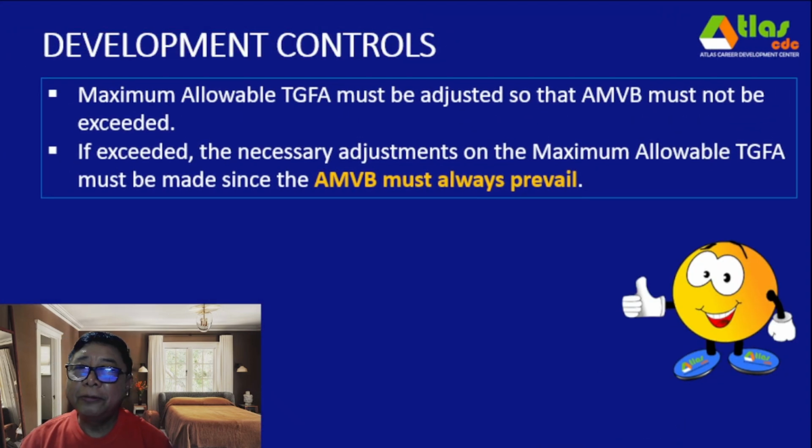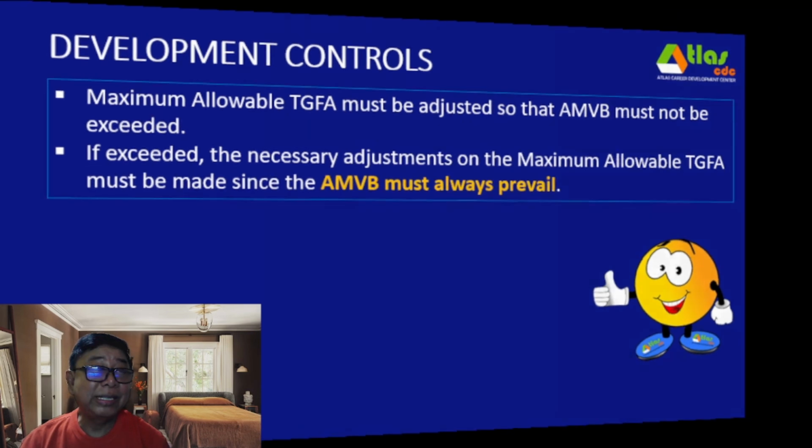Now, your final value of the AMVB can be used to compute for the final value of the maximum allowable TGFA, because there is a provision in the code saying that our maximum allowable TGFA must be adjusted so that the AMVB must not be exceeded. Because if it is exceeded, the necessary adjustments on the maximum allowable TGFA must be made, since the AMVB must always prevail. So how is that done?